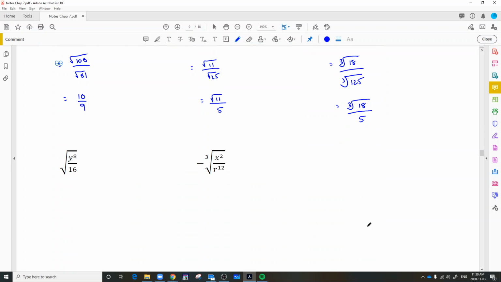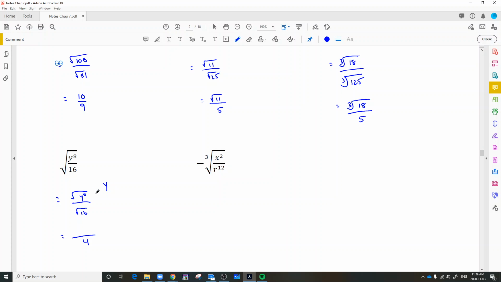So here's a couple more. This is sort of just reminding you how to deal with variables with exponents. So again, first step, I'm going to split it up. So this is the square root of y to the 8 over the square root of 16. So the square root of 16 is easy, that's 4. How do you take the square root of y to the 8?